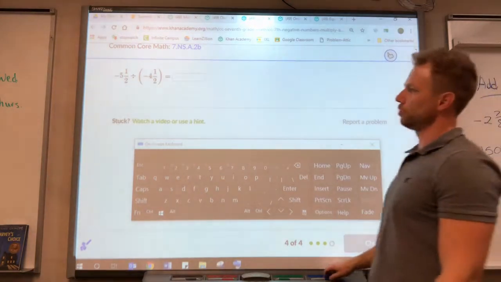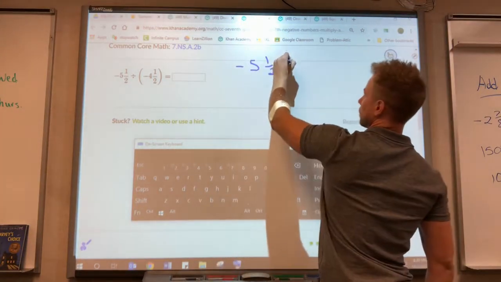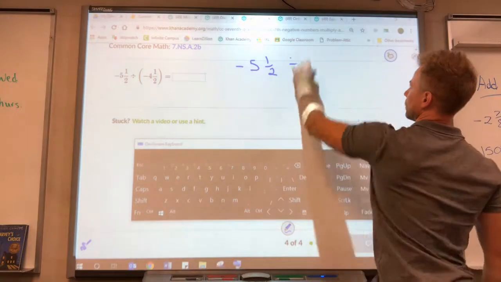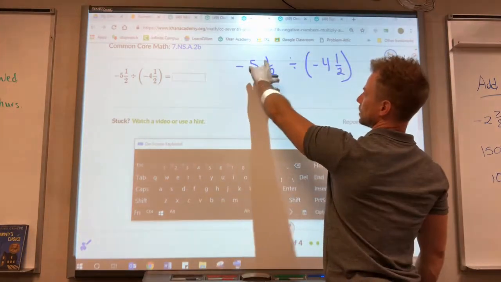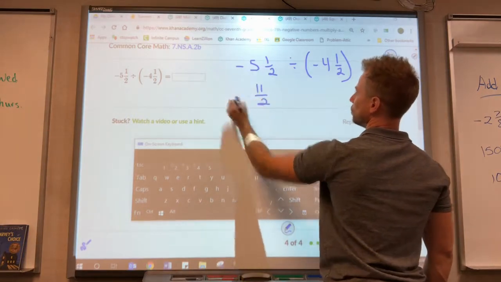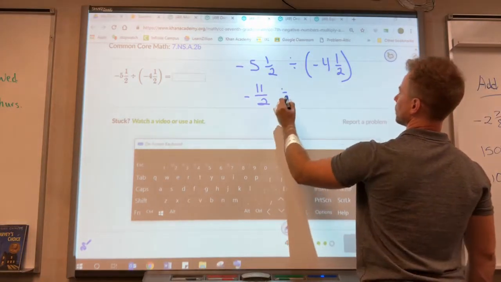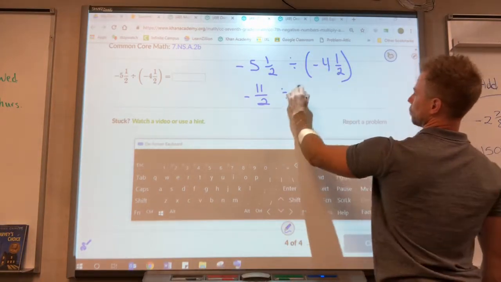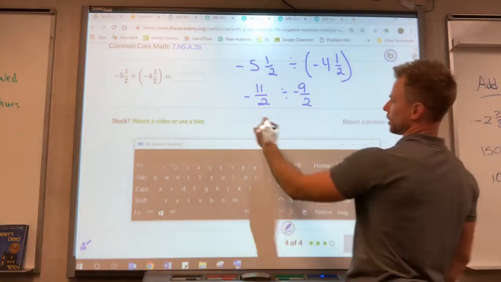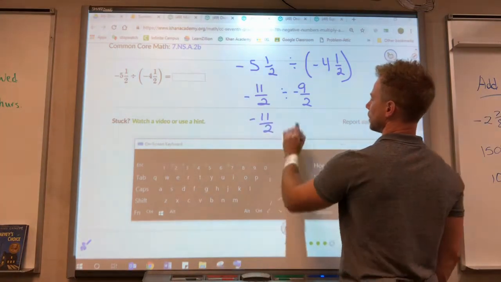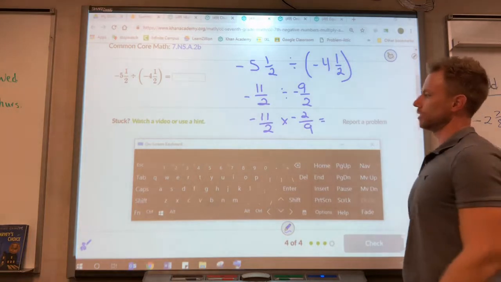All right, now we have two mixed numbers. So we'll rock around the clock twice. We have -5 1/2 divided by -4 1/2. Okay, 2 times 5 is 10, plus 1 is 11 over 2, which is negative. Over here, we have 2 times 4, which is 8, plus 1, which is 9 over 2, and that's also negative. Now we're going to KFC. We keep the first one, we flip the second one, change division to multiplication.